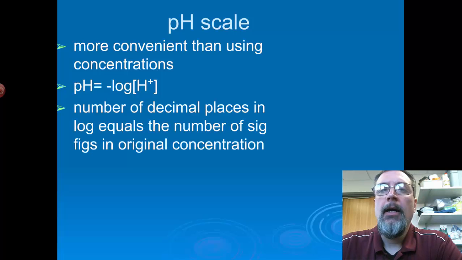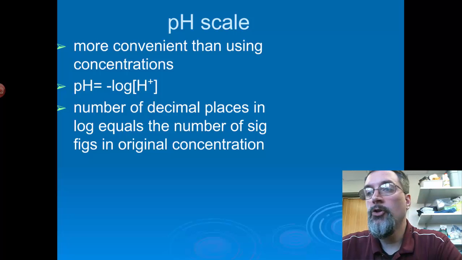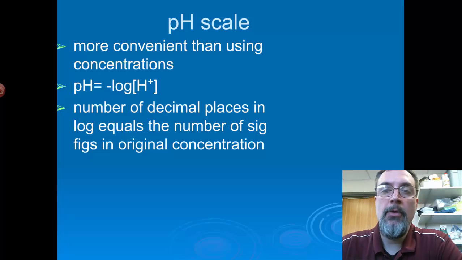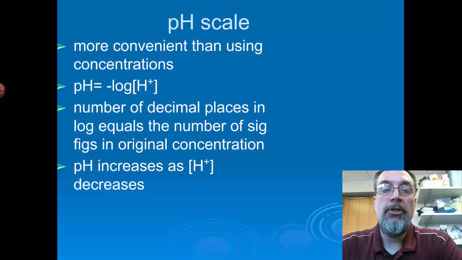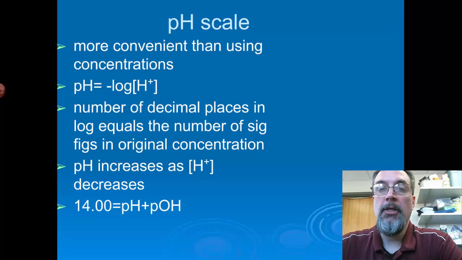When you're trying to figure out how many decimal places to have in your pH, the number of decimal places in the pH is equal to the number of significant figures in the original concentration. So if you had a concentration of 1.00, that is 3 sig figs. When you take the negative log of that, your answer should have 3 decimal places. That's just how that works. As the H+ concentration goes up, since it's a negative logarithm, the pH goes down. So the higher the H+ concentration, the lower the pH. Think about it. Acids produce lots of H+. Acids have low pHs.